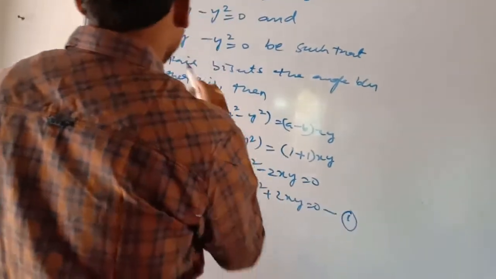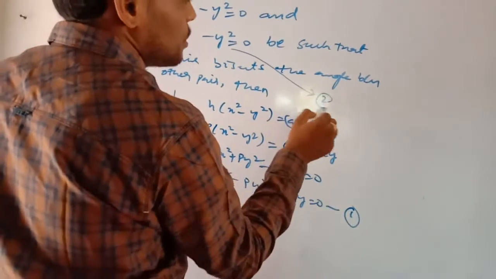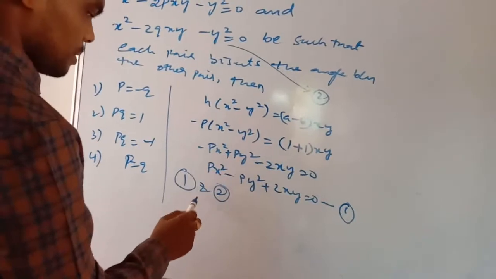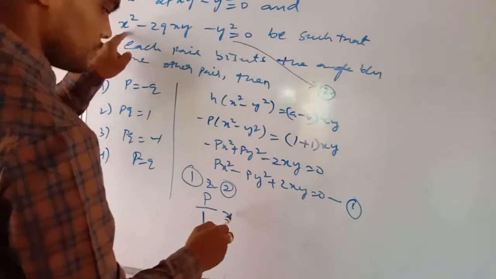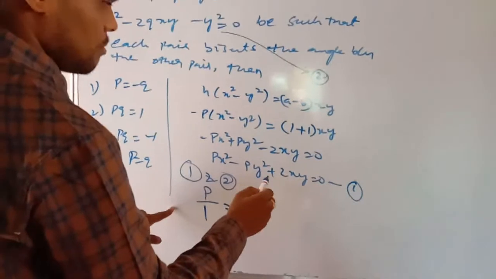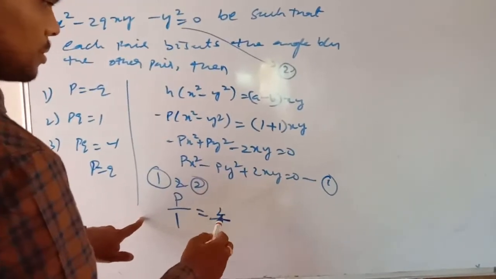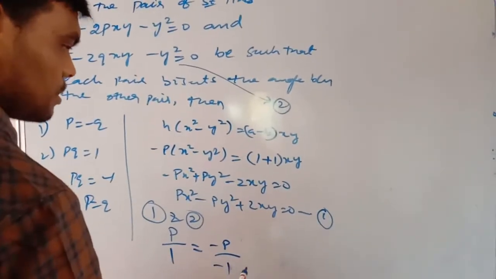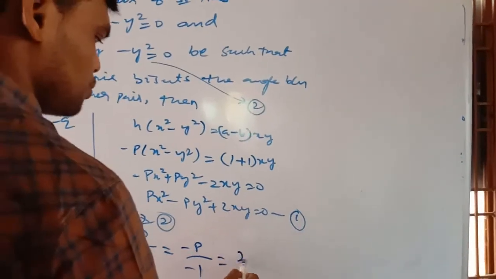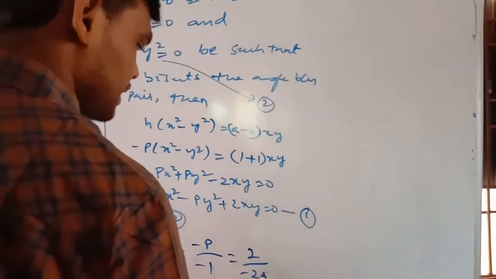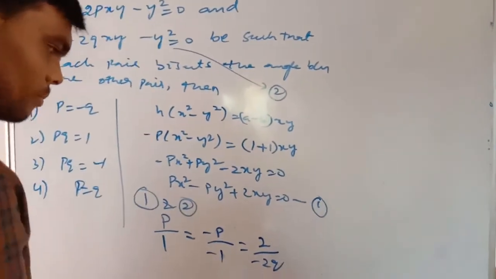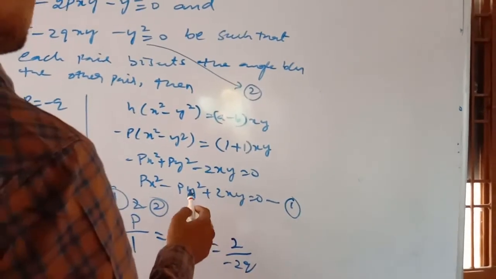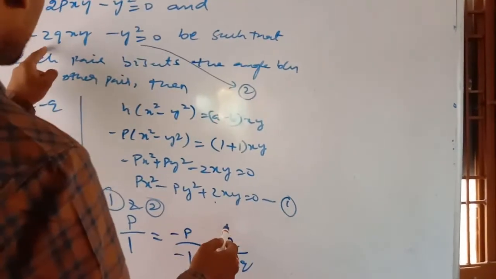This is 1, and also the second pair of lines is 2, since 1 and 2 represent the two pairs of lines. Now here the x square coefficient is p, x square coefficient is 1, and xy coefficient is 2, whether x p by minus 1, xy coefficient is 2 by xy coefficient is minus 2q. Okay, now here the xy coefficient is 2 and xy coefficient is minus 2q.